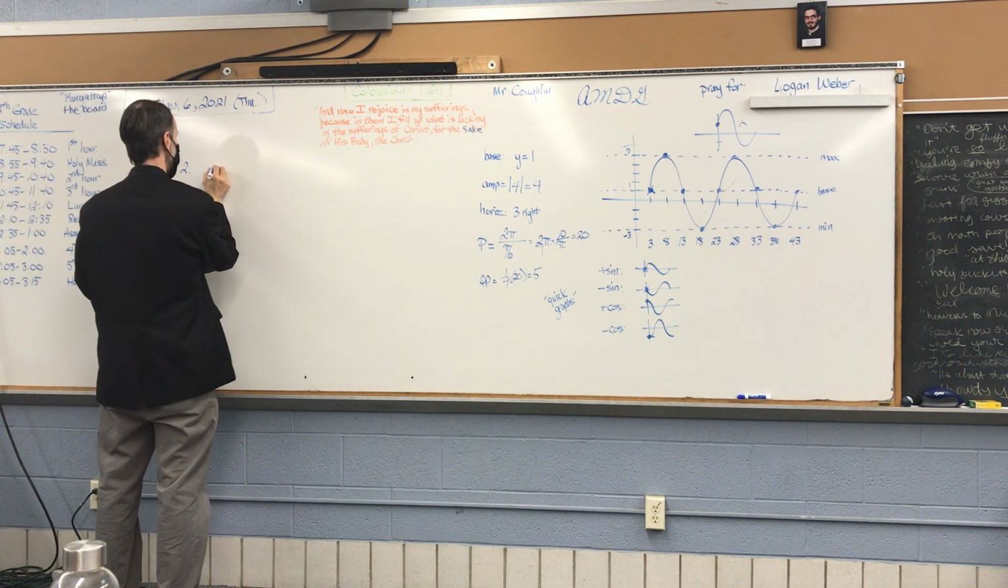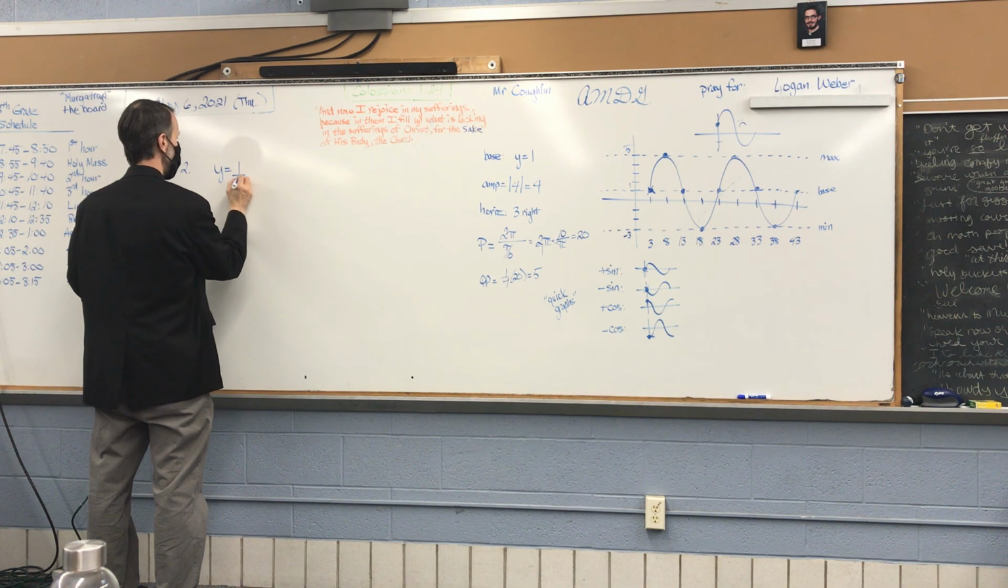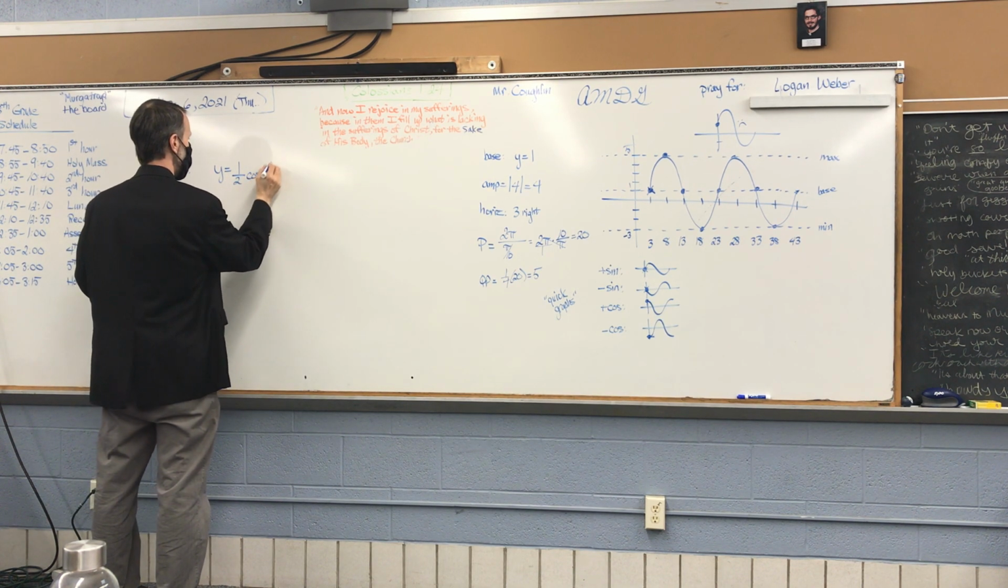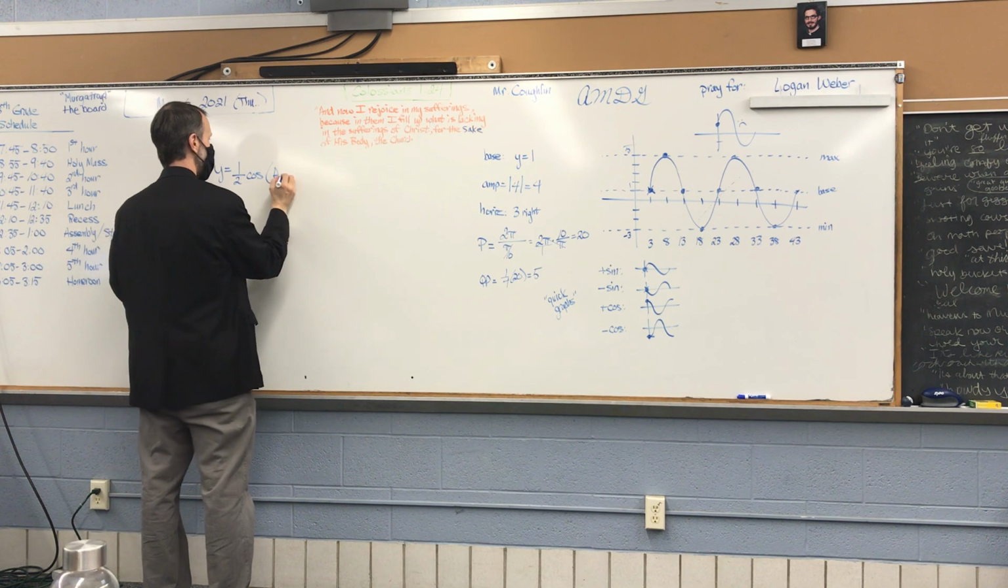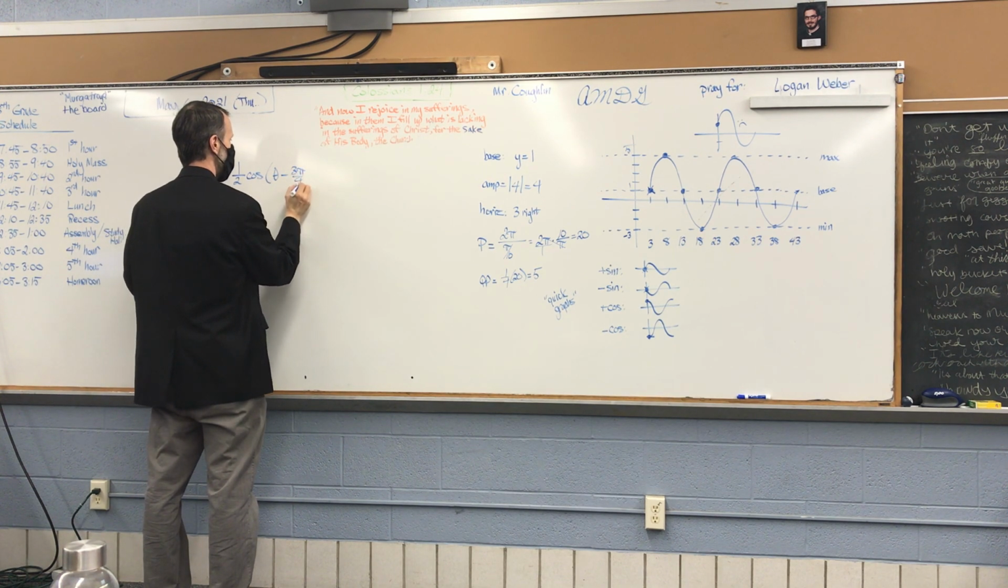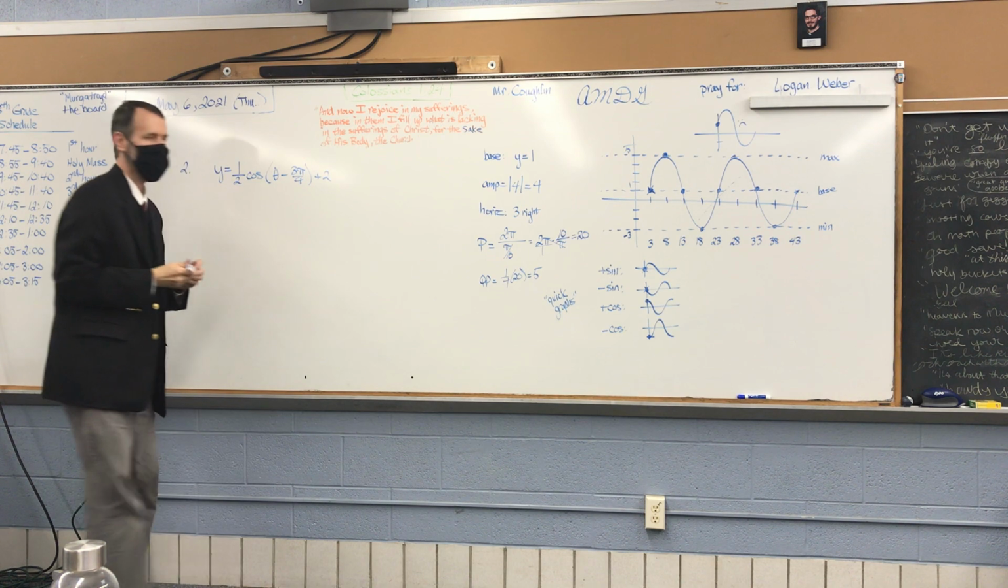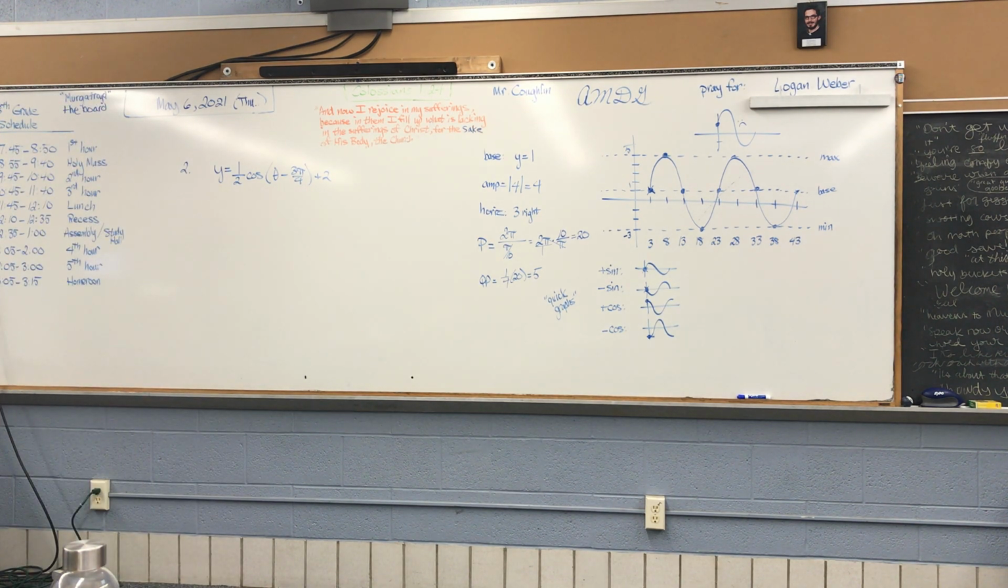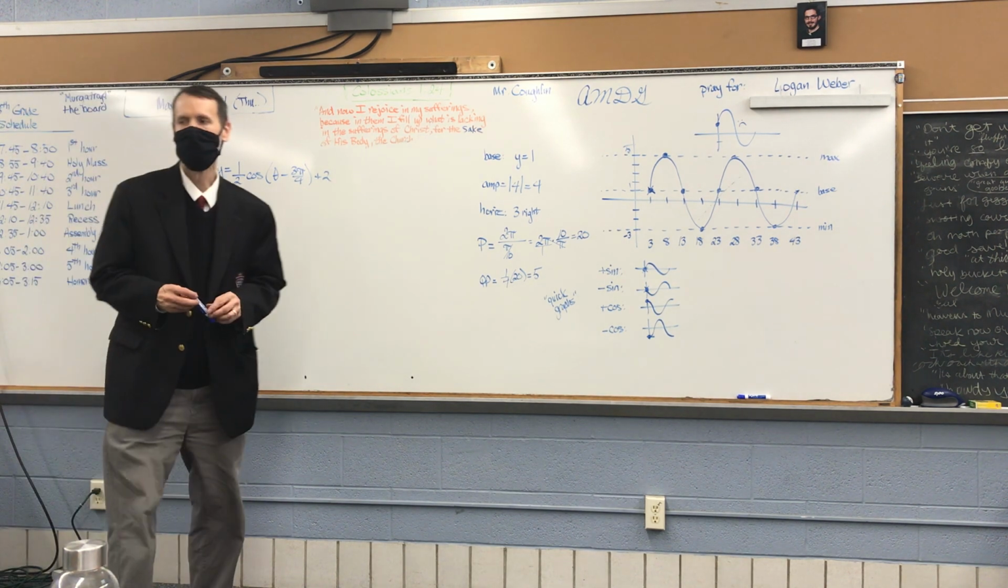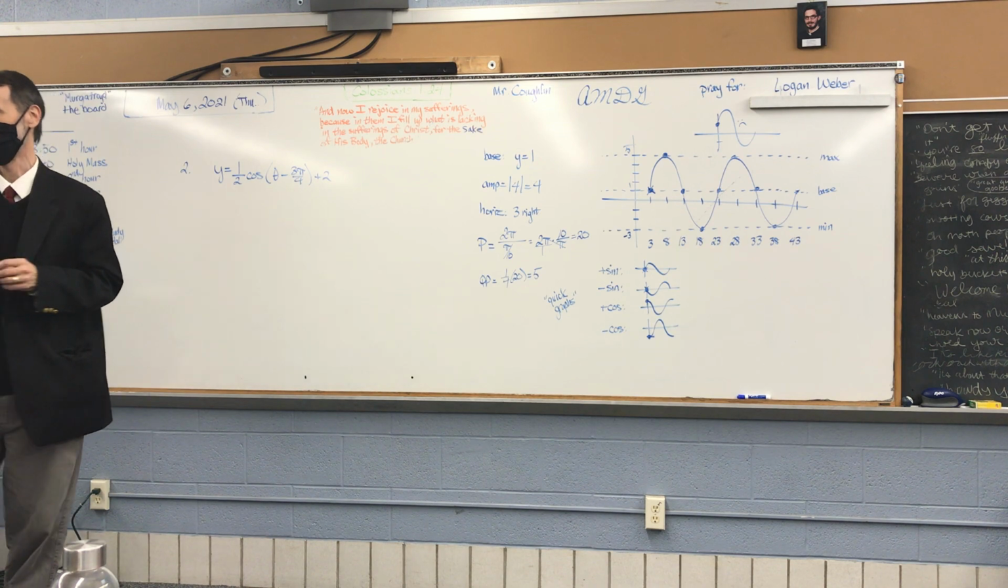Number 2, y equals 1/2 cosine parentheses theta minus 3 pi over 4 parentheses plus 2. Okay, plus 2. Good. Did I do any period changes in here? No, did I? Okay, I just figured out which ones I'm going to assign for tonight. I'm just assigning 1, 2, 3, and 4.